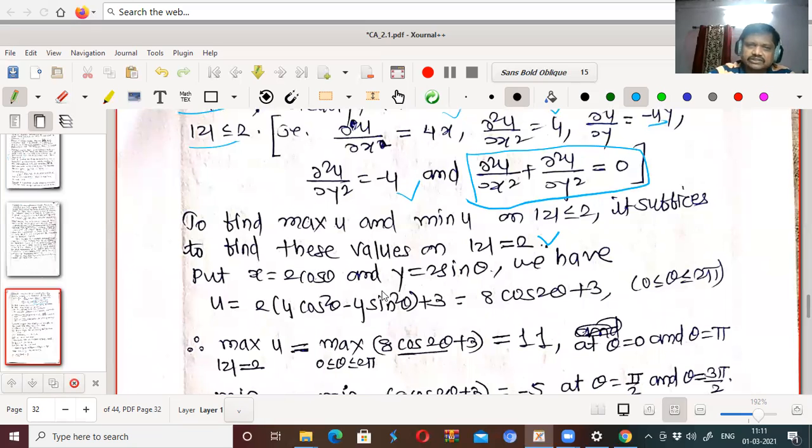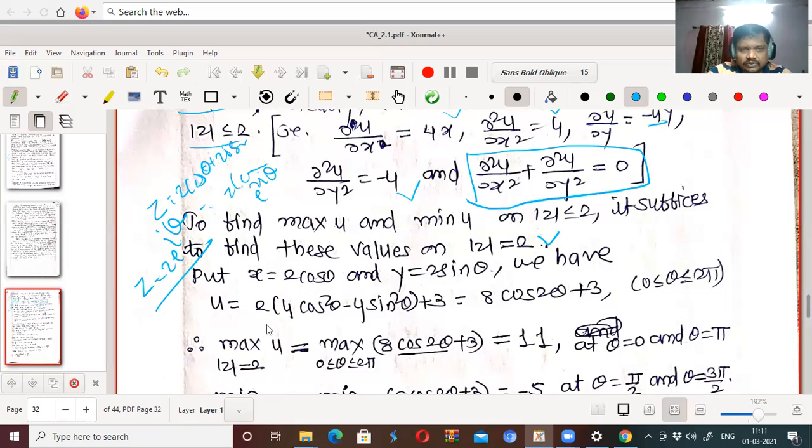So let x equal to 2 cos theta, y equal to 2 sin theta. That is, z equal to x plus iy, equal to 2 cos theta plus 2i sin theta. So it is 2 times cos theta plus i sin theta, which is 2 e to the power i theta. It has radius 2 and center at origin, right? So z equals 2 e to the power i theta. It is a circle having center origin and radius 2. Therefore, we have taken z equal to 2 e to the power i theta, that is x equal to 2 cos theta, y equal to 2 sin theta.